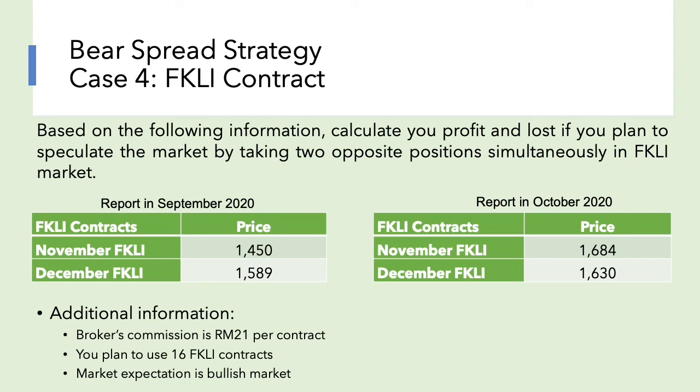So when the question states you want to speculate the market by taking two opposite positions simultaneously in the FKLI market, that means you're going to use a spread strategy. Next, you must look at your market expectation. In this example, the market expectation given is bullish. And then we have two types of futures contract here. The first one is November FKLI, the near-term futures contract. The second one is December FKLI, the further-term futures contract.